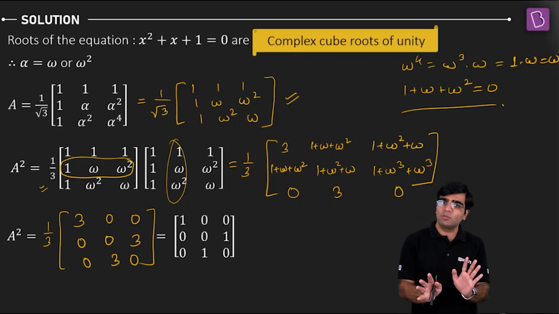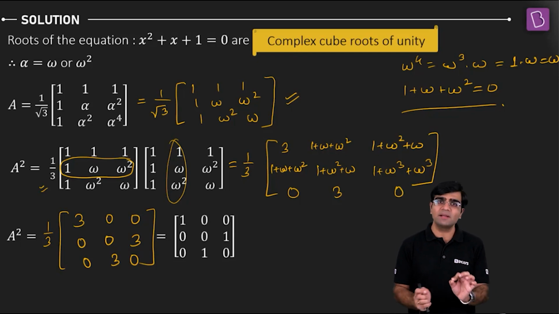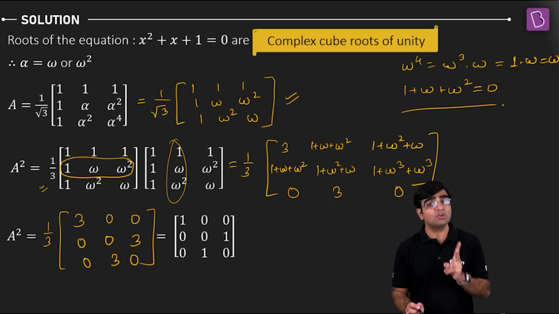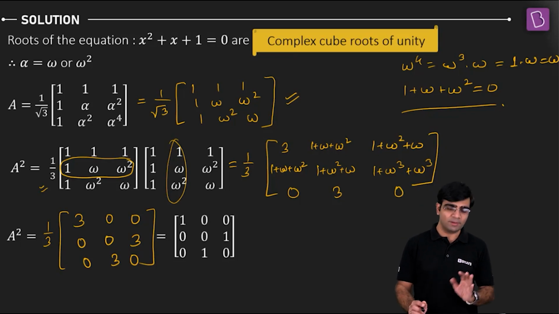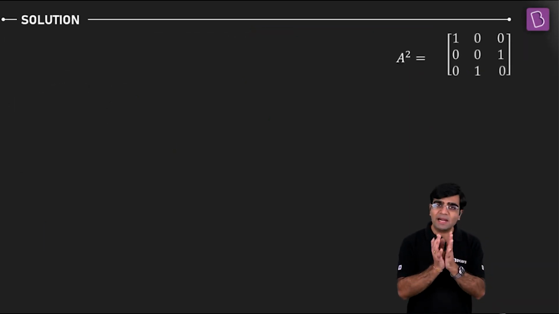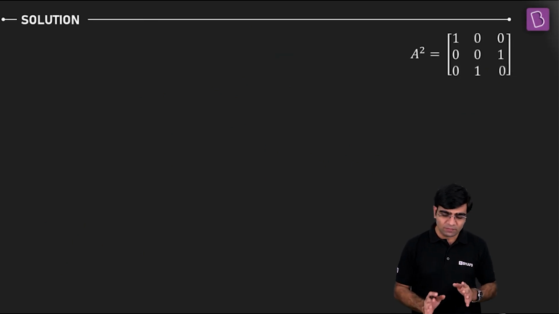Here, everything is free from omega. We got all these simple real numbers, purely real numbers, right? So it is always advisable that you sort out the further even powers of A first of all. Okay, so keeping that objective in our mind, we got the value of A square as this.